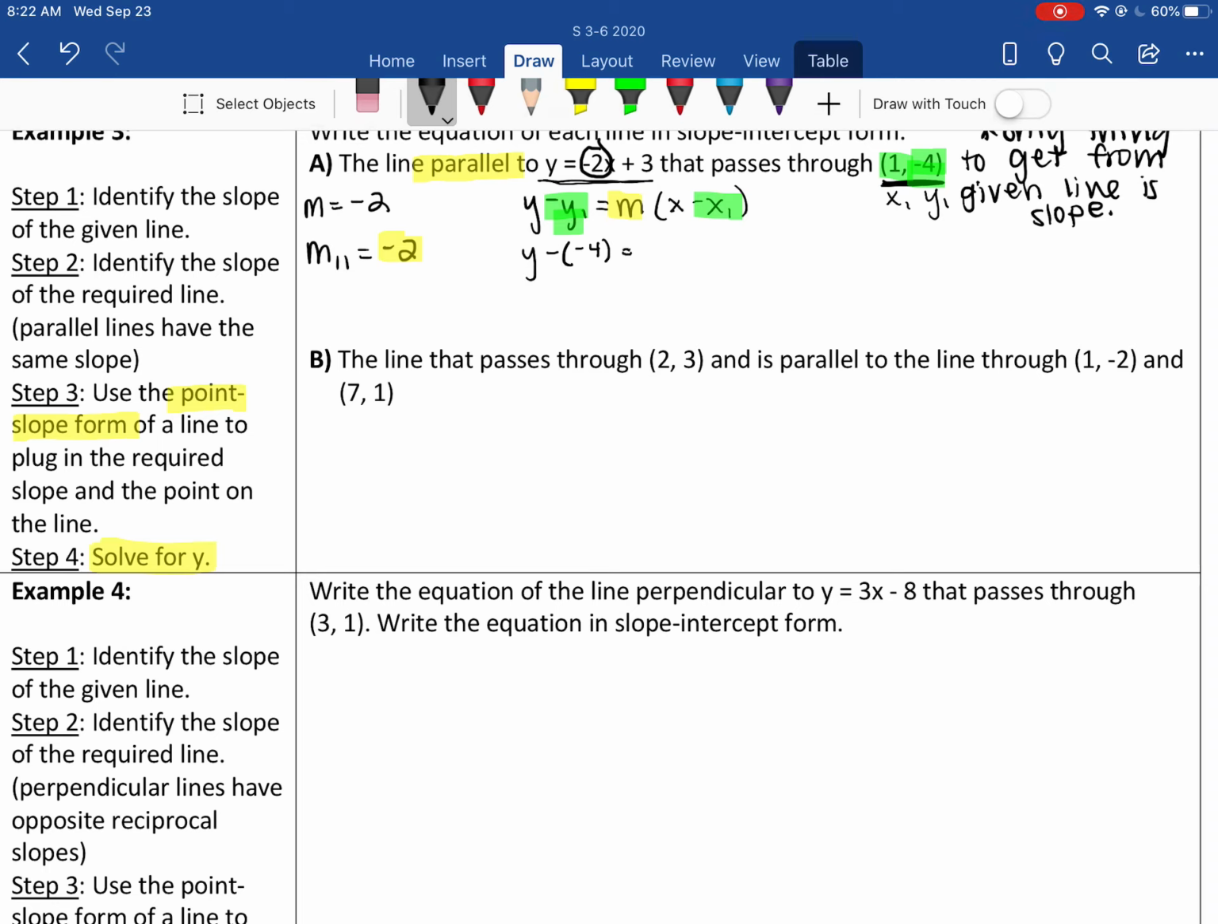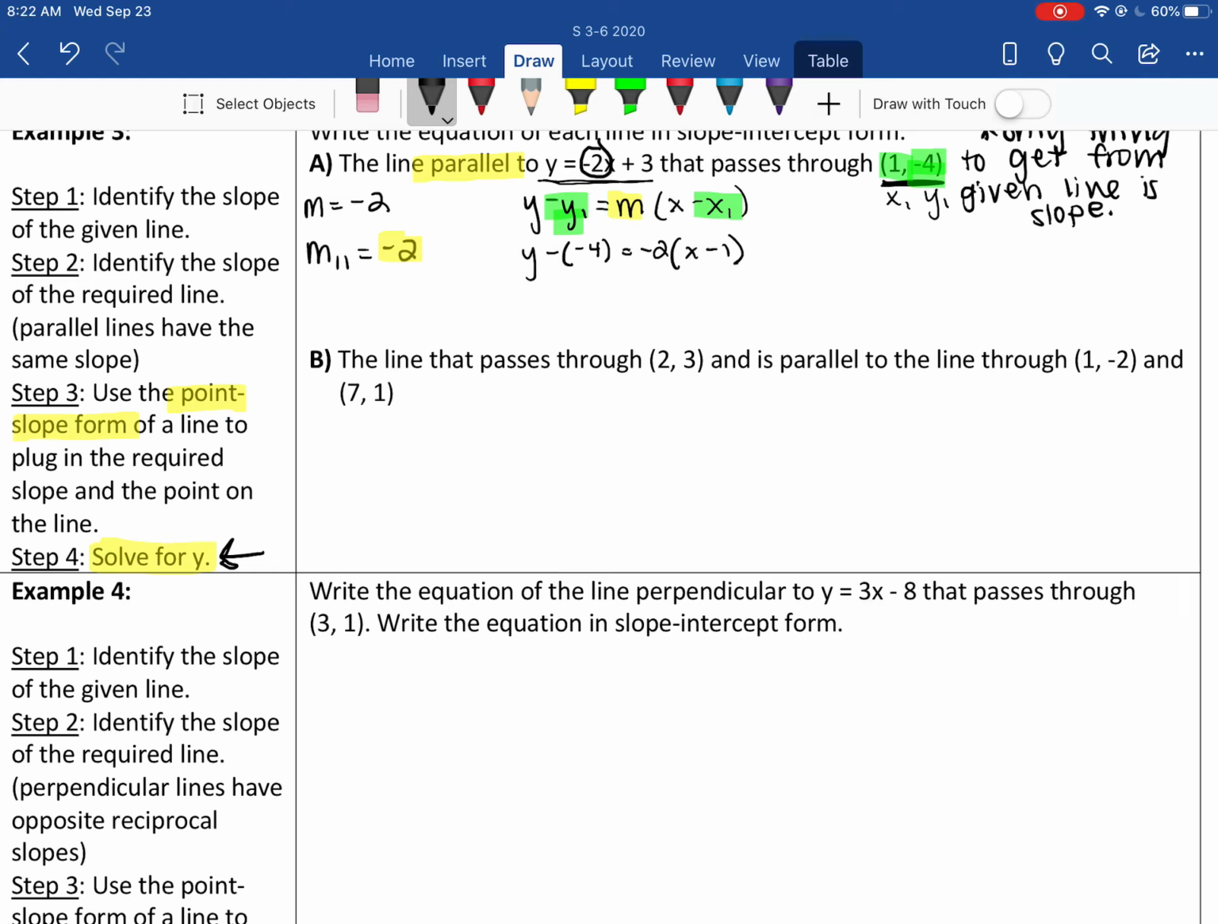Okay, so let's plug in what we know. So we have y minus our y1, which is negative 4. And that's equal to my slope of negative 2. And then we have x minus my x1 of 1. So we want it in slope-intercept form, which is y equals mx plus b. So here's where this step comes in. Now we have to solve for y.